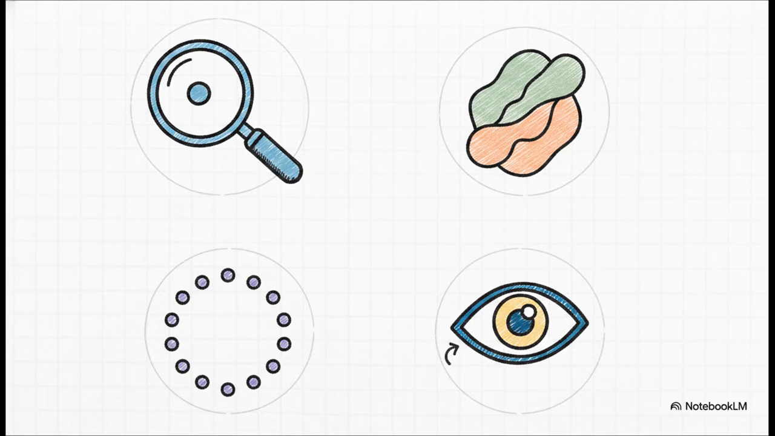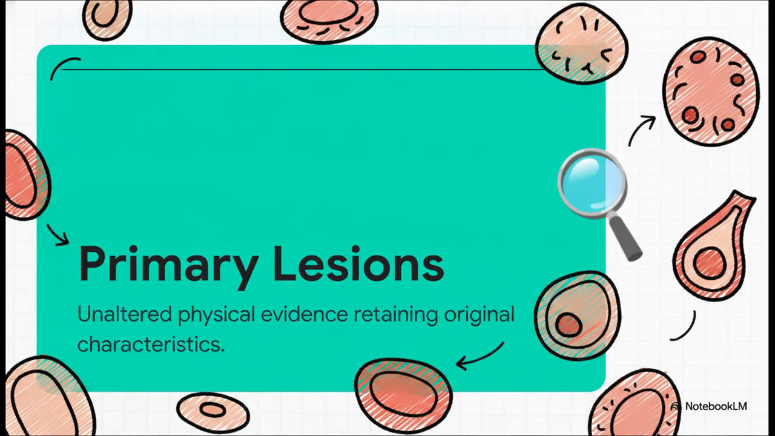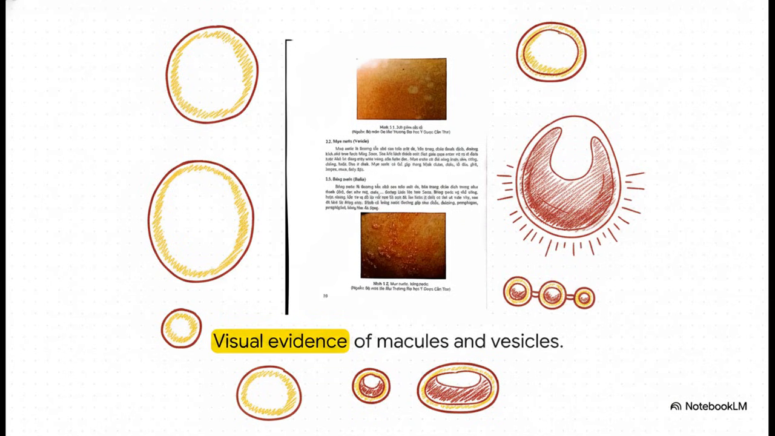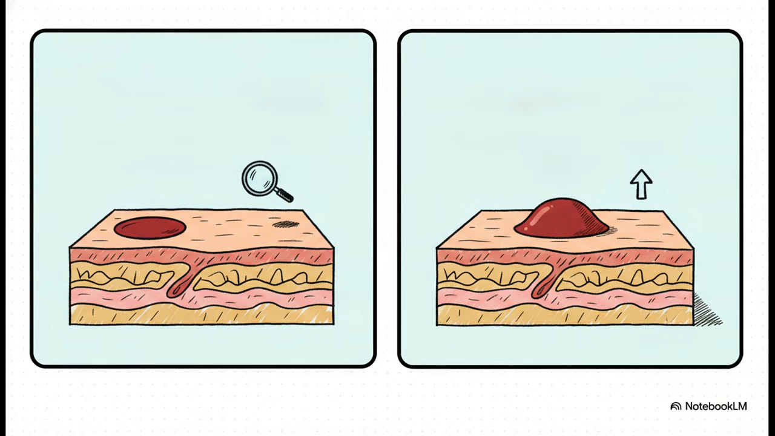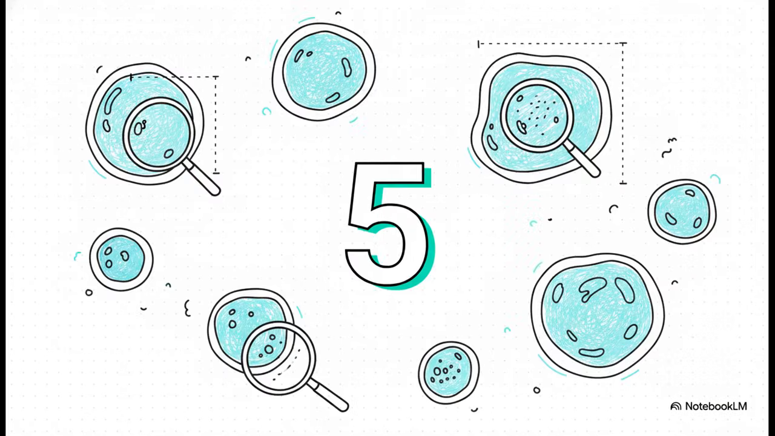Let's get into it. First up, primary lesions. Think of these as your untouched crime scenes, the original physical evidence of disease. Look at this evidence. Notice how some of these initial spots are totally flat while others are raised? A macule is completely flat, but a papule, that's a raised, solid bump that's under 1 centimeter. Now 5 millimeters. In dermatology, this is the absolute critical size threshold for diagnosing fluid-filled clues.